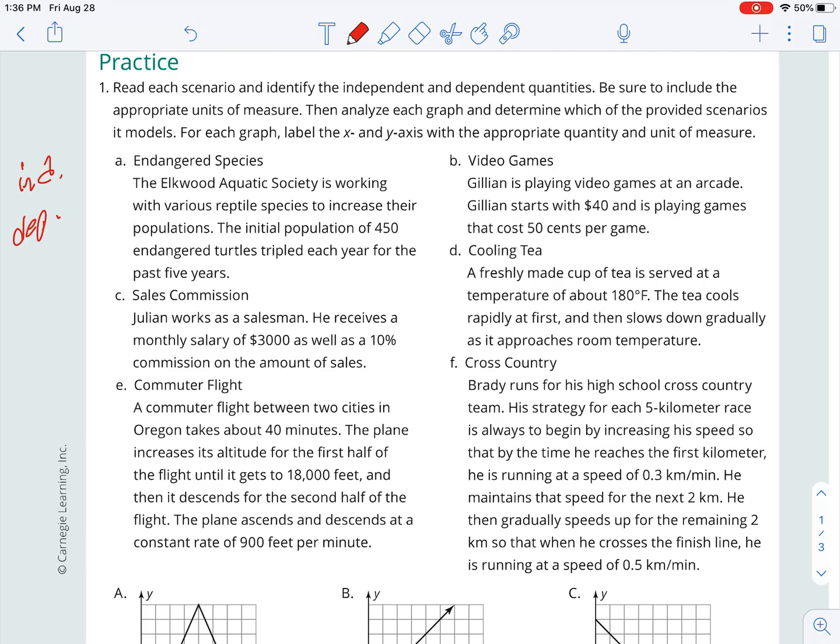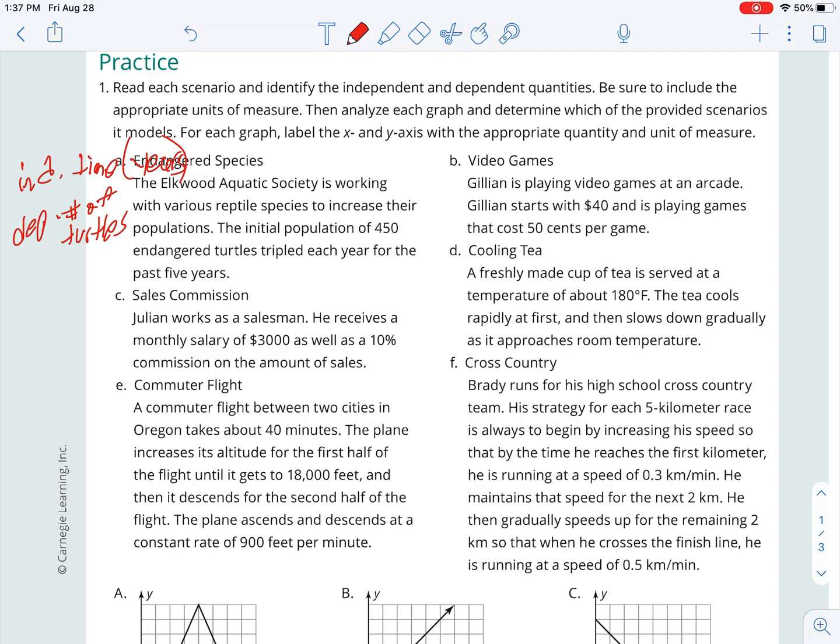Okay, so the independent quantity, as I'm reading through this, is all about time. So there's time in there, and we are talking about time, it says over years. The dependent quantity then is going to be the number of turtles, population. Number of turtles.